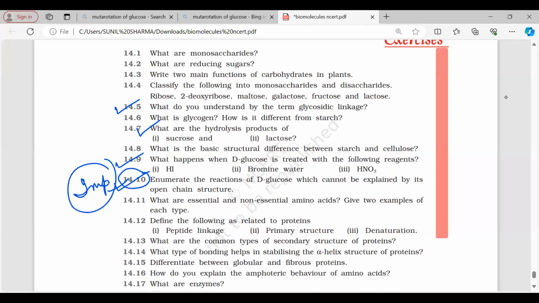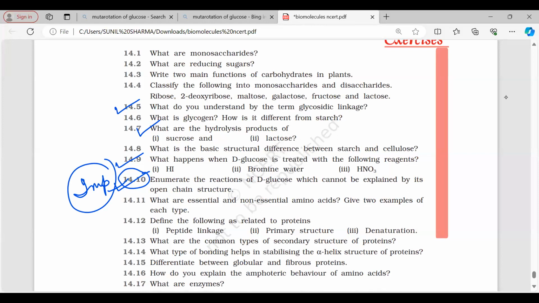Enumerate the reactions of glucose which cannot be explained by its open chain structure. One of the most important questions of this chapter, I repeat. So I have given you 5 to 6. It does not give reaction with sodium bisulfite. It does not give reaction with 2,4-DNP. It does not explain the existence of anomers, alpha and beta glucose. It does not explain the phenomenon of mutarotation.